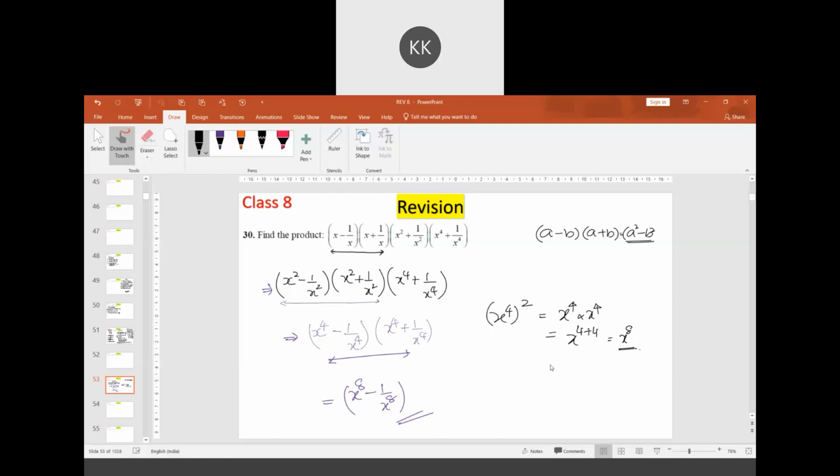Or you can also think like this: (a^m)^n is a to the power of m into n. So when we use this, it is x to the power of 4 into 2, which is 8. Yes, sir. Okay.